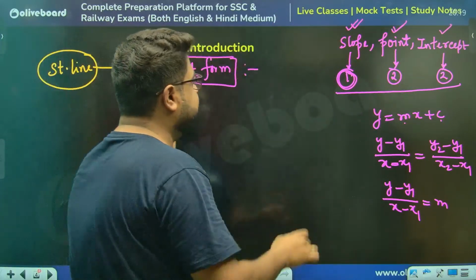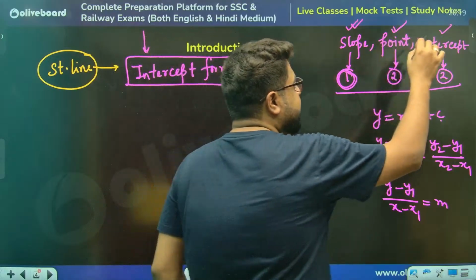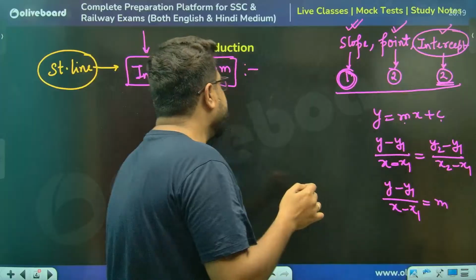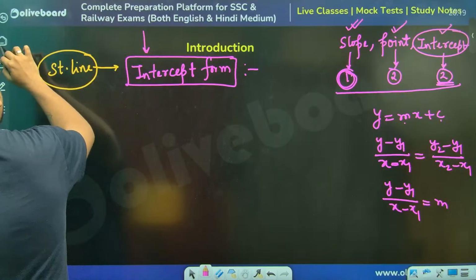Now, as the name itself suggests, it will be made by taking two intercepts.